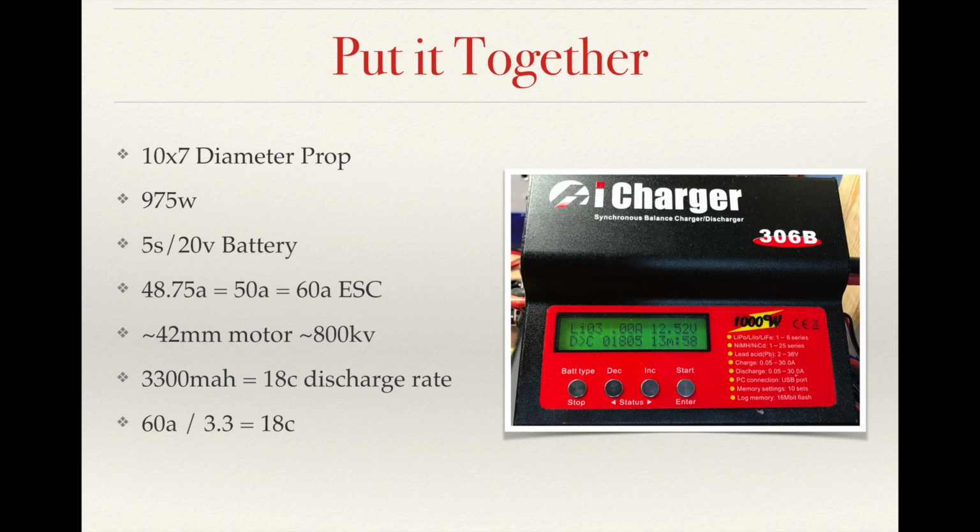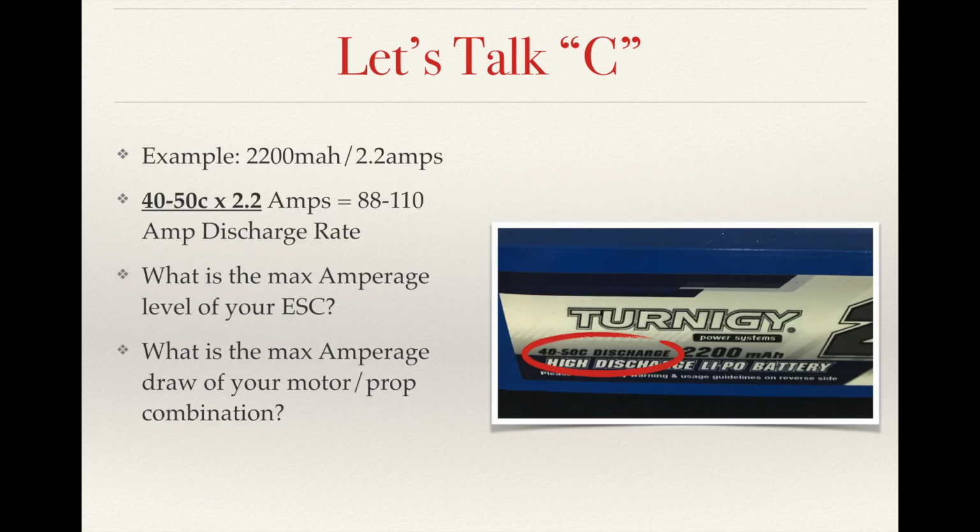And then regarding the battery, I just wanted to take an example and say, okay, if I've got a 3300 milliamp hour pack, I need to have at least an 18C discharge rate. Well, how did I figure that out? I took my 60 amp ESC, my 60 amp limit on my ESC, that's as high as my ESC could go, right? 60 amps. I divided it by 3.3, that's 3.3 amp hours, and that tells me I need an 18C discharge rate. Remember, here's the formula again.